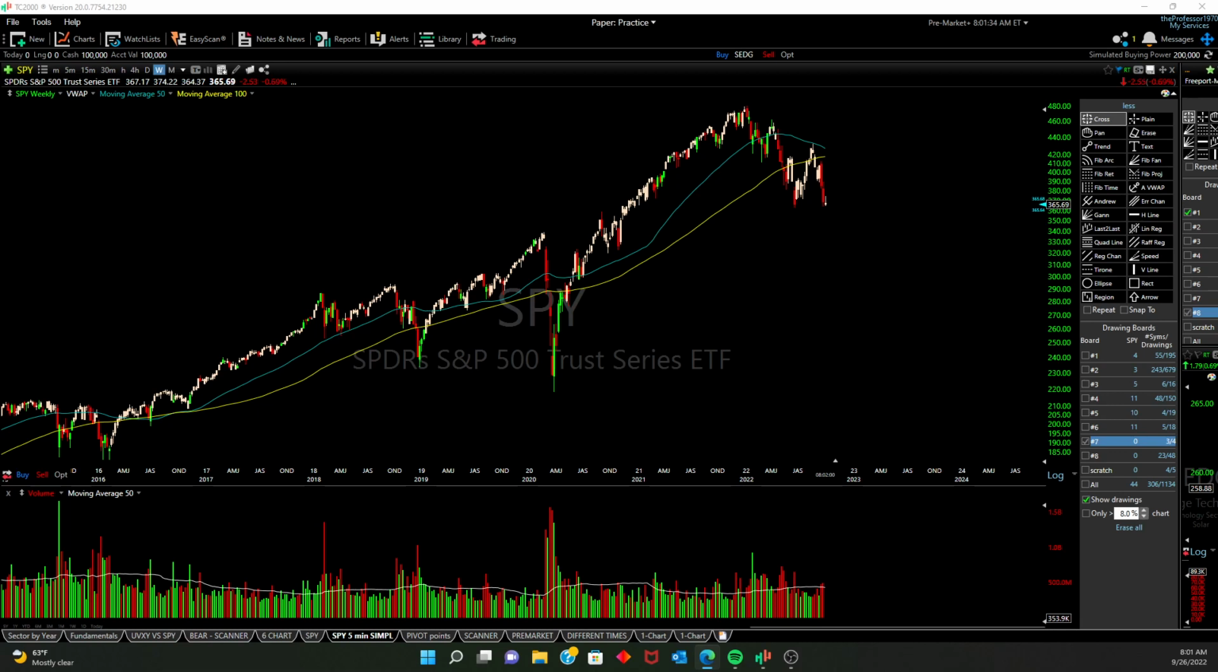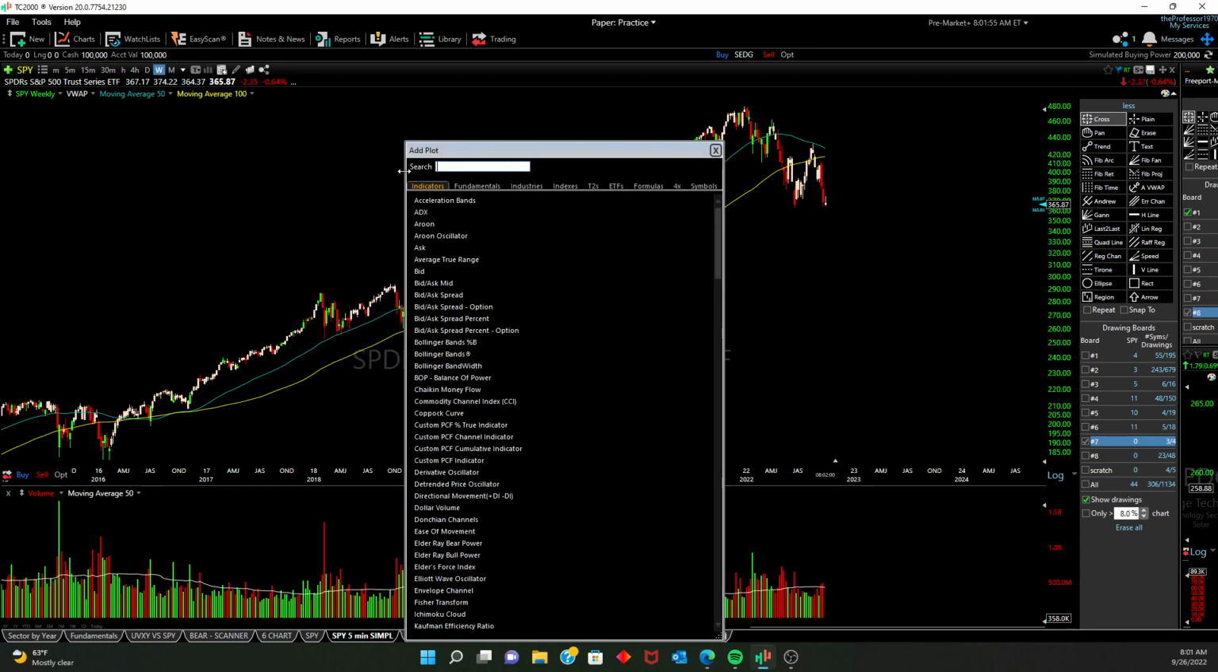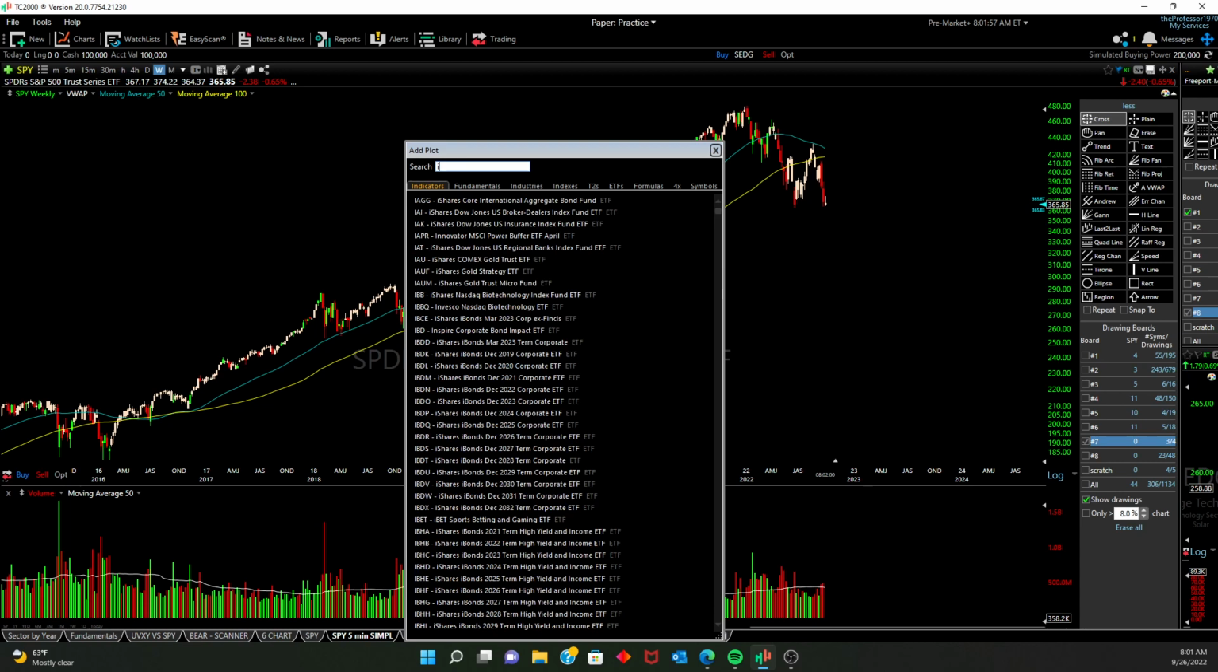Typically a 1-point move in the SPY is equal to roughly 10 points on ES. So right here, I'm going to show you what my settings are in TC2000. You can follow this for whatever software you may use. What I do is I go into @plot on TC2000 and type in Ichimoku.